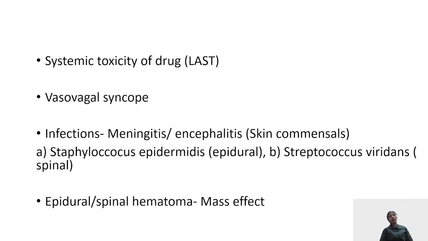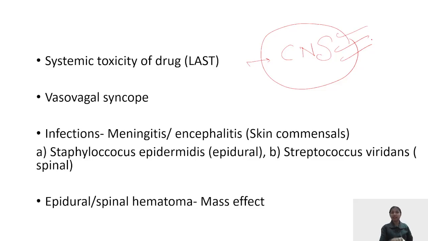Then you can have LAST, the local anesthetic systemic toxicity. We have already talked about this in the local anesthetic class, in which, because of the introduction of the local anesthetic into the vasculature, we can have LAST. In that, the very first symptom that comes is your CNS symptom. Just remember this: if the case has CNS symptoms over CVS, it is LAST, systemic toxicity.